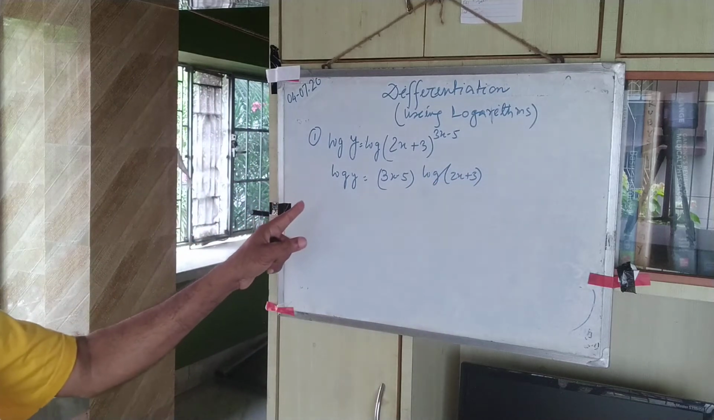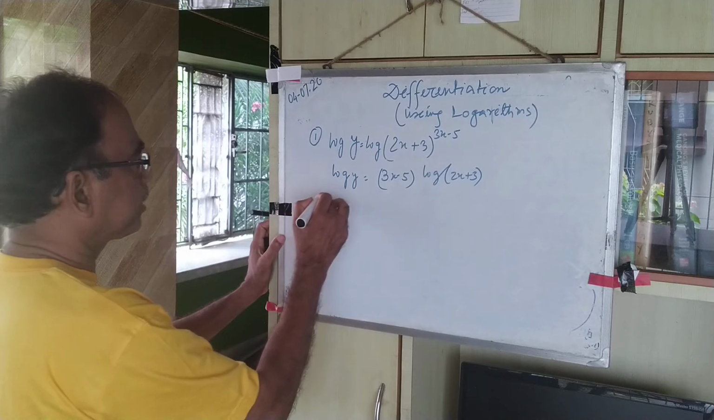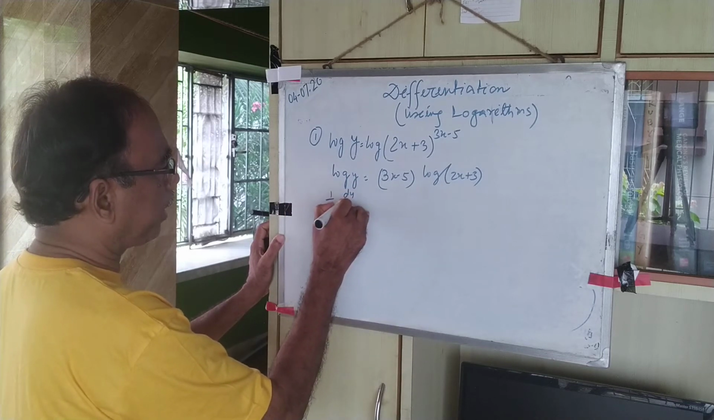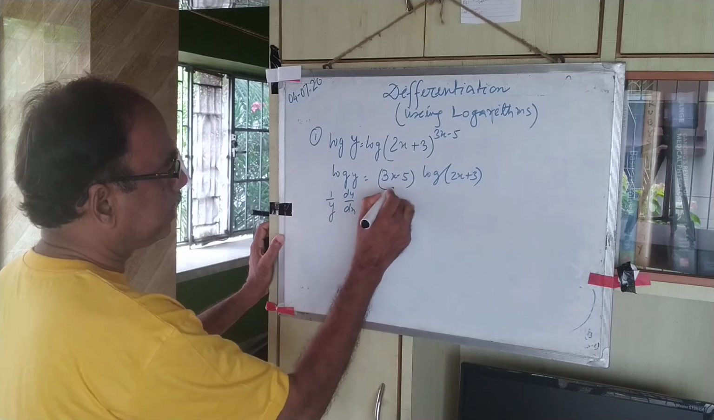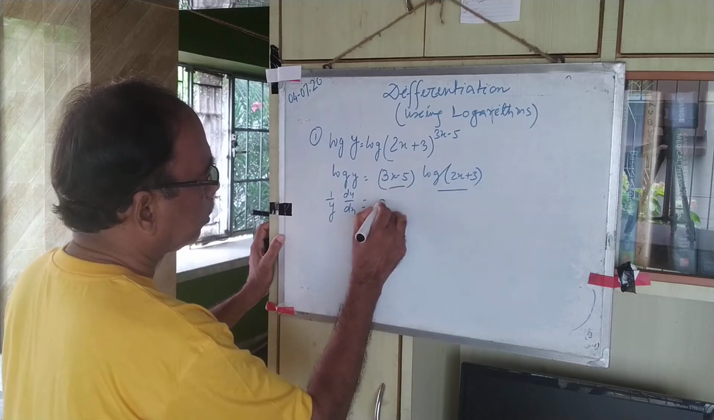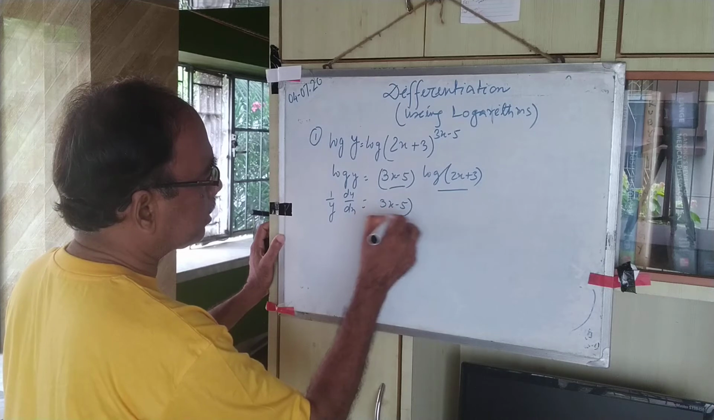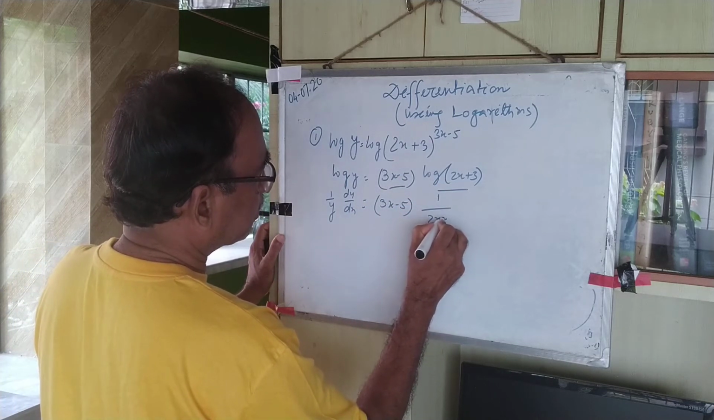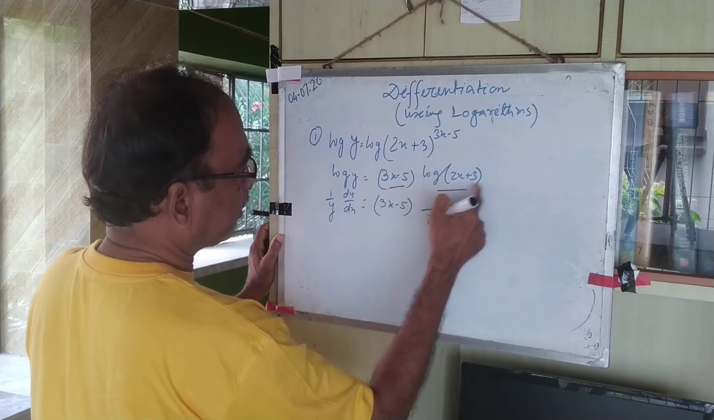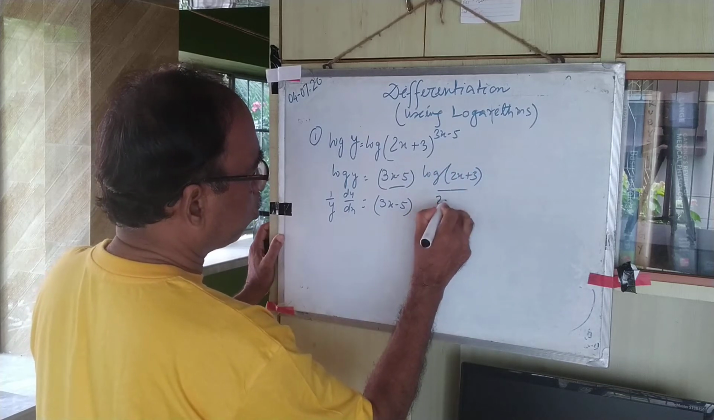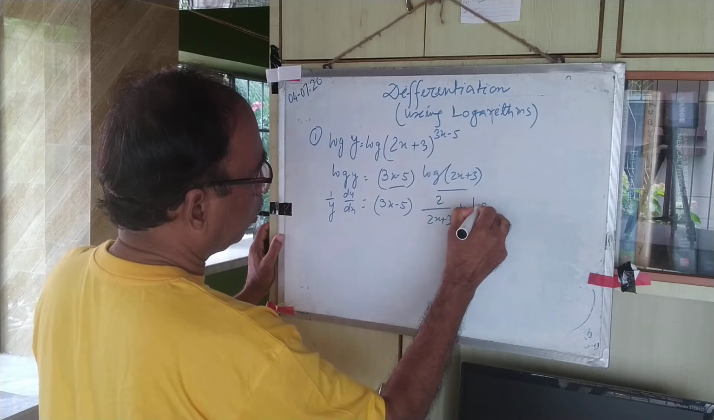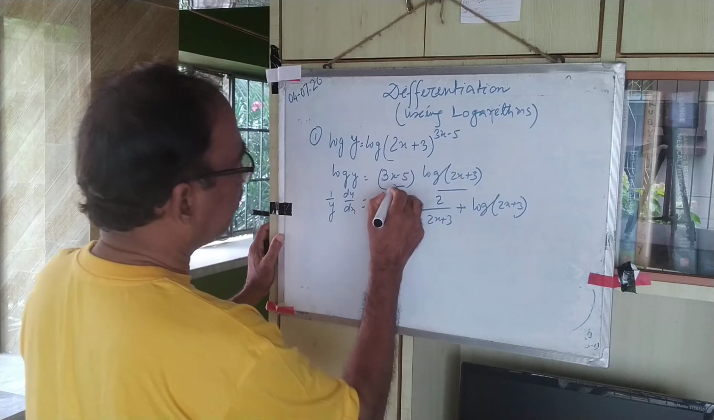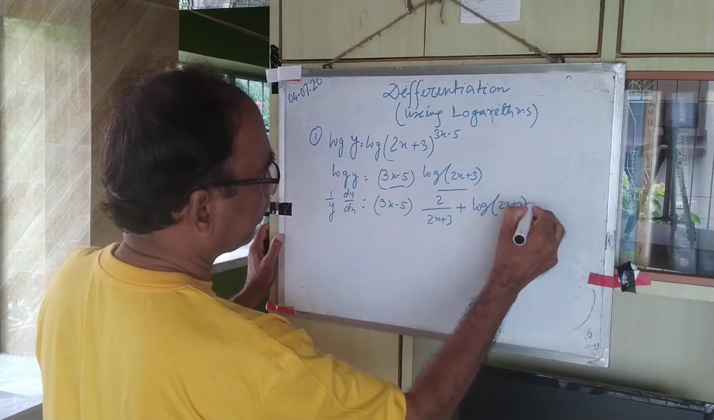Now differentiate with respect to x on both sides. 1 by y, the derivative of log y, dy by dx. This is u, this is v. So 3x minus 5 is constant. Derivative of the second part, 1 by (2x plus 3). Differentiate by chain rule, that is 2, plus log of (2x plus 3) is constant. Differentiation of this is only 3.